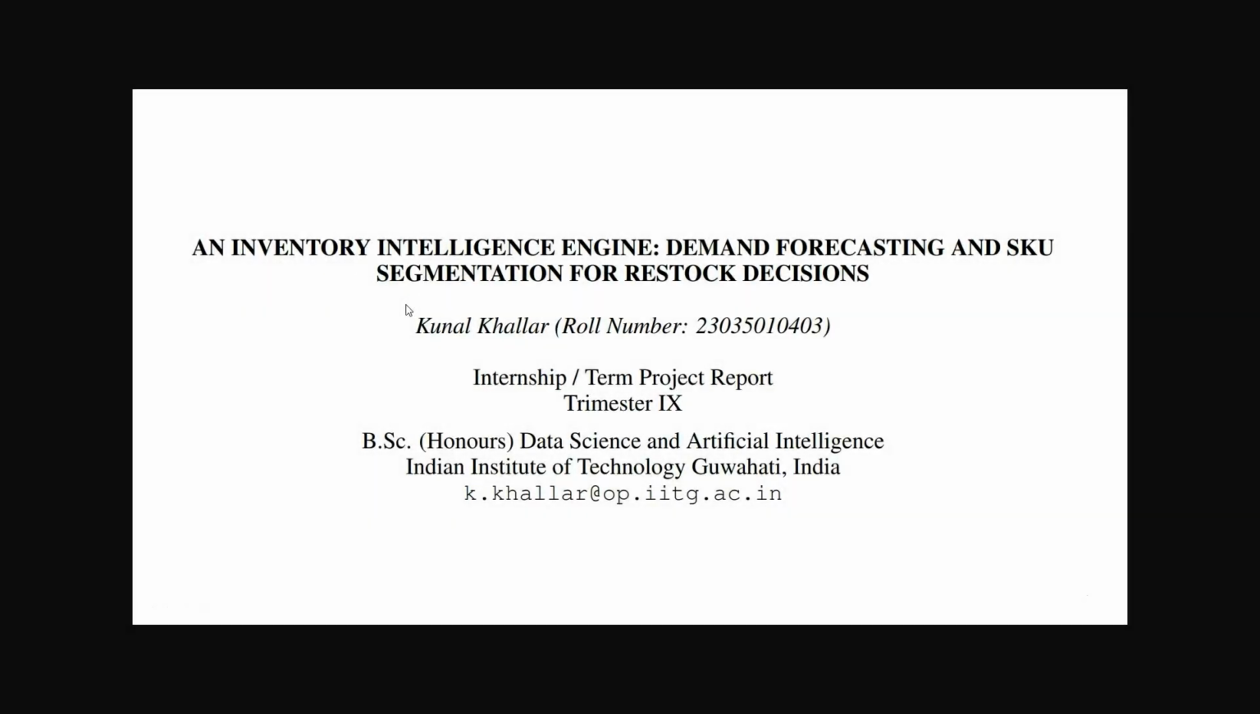Hello, my name is Kunal Khallar, and this is my inventory intelligence engine. It answers two questions every warehouse operator actually has. First, how much of this product will I sell? And the second one is, how does it behave compared to everything else I stock?